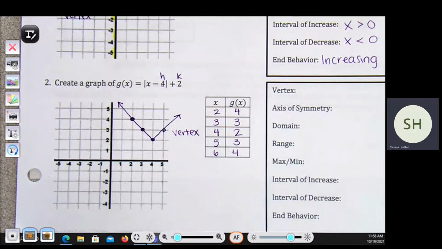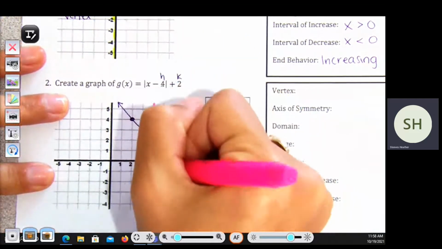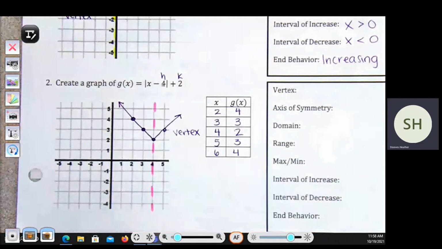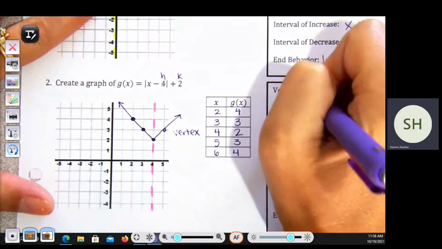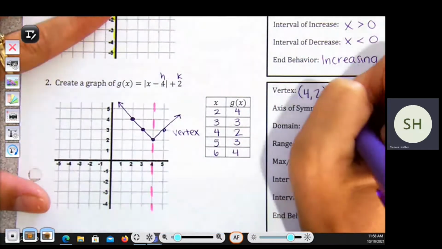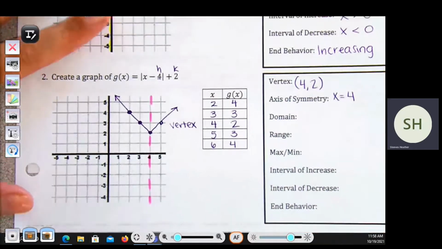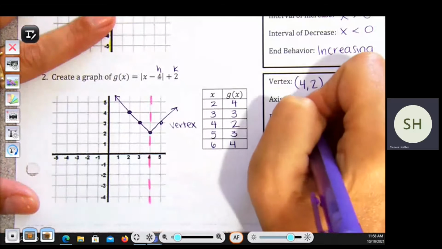I want you to draw on your axis of symmetry with a dashed line. Even if you're just using a pencil, it's fine. What is the vertex as a coordinate point? 4, 2. The axis of symmetry is x equals 4. It's a vertical line, so it's x equals 4. X is all real numbers. Domain is all real numbers.